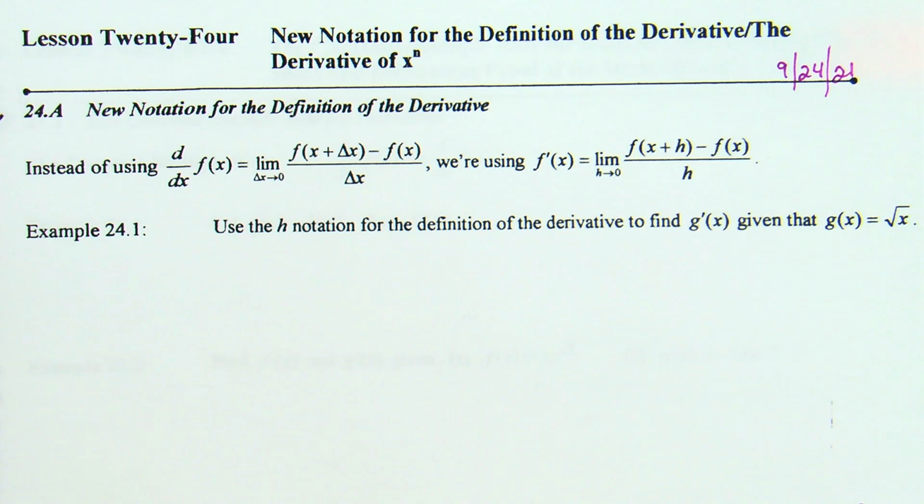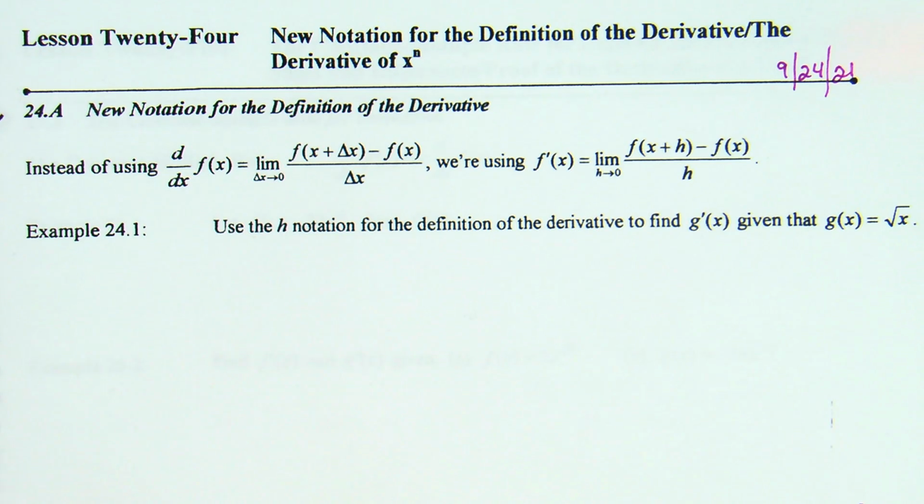Now, part A here is new notation. We've already talked about the fact that delta x and h, you can use either one. I can't ever think of a situation where it really matters. On the free response part, I don't know that they'd ever specify. I don't know that you'd ever have to show the definition of derivative on a free response, but you might.